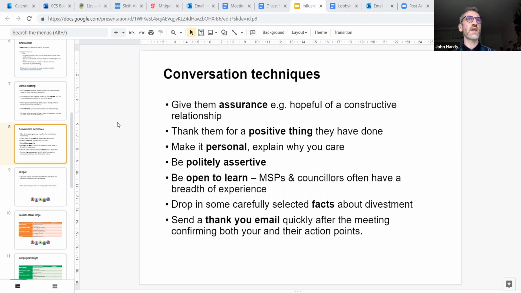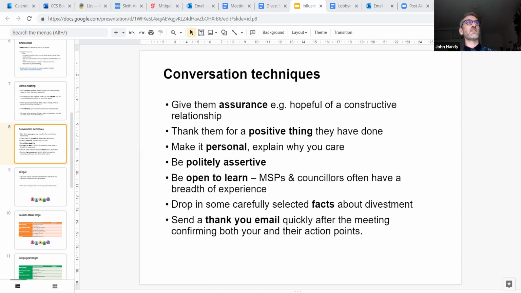So there's a few techniques or tips that we would suggest in this case. Basically, give them assurance. You want to strike up a good relationship with your decision makers, and you want them to know that that's your intention, that you're not going into the meeting to attack them for not supporting divestment. You want to get them on board, and if you're not getting them on board in this meeting, you want to at least be in a good relationship with them on an ongoing basis, and hopefully they'll come around, because they'll be more likely to sign up if they feel positive towards you. So a good way to do that is to maybe open with something positive that they've done.